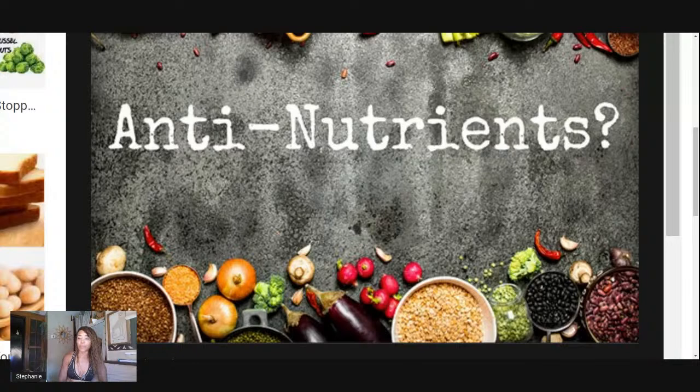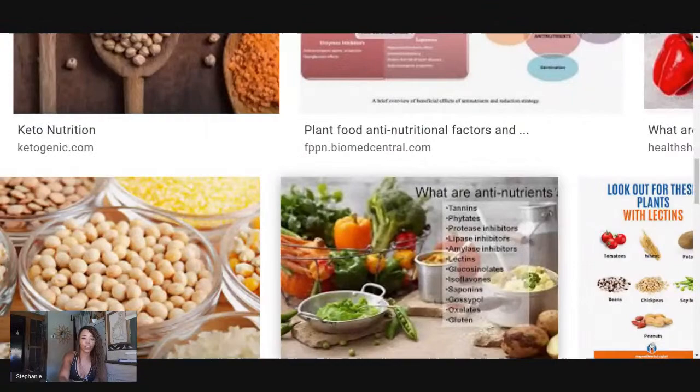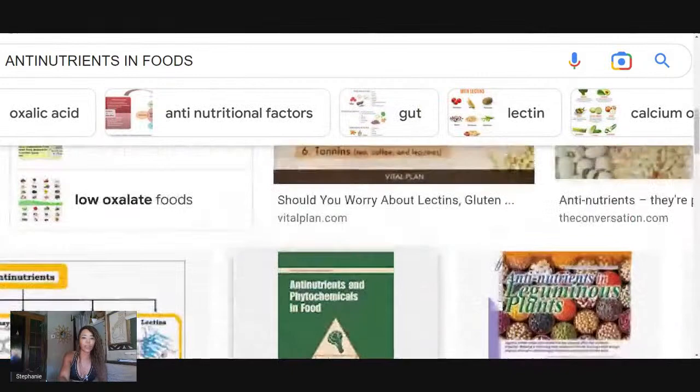Now, phytic acid is typically in nuts and seeds, you guys. They rob your body of minerals. So let me move this image around. As you can see, here are some lists of anti-nutrients. You can see them here in the chickpeas and peas and definitely tomatoes, but let's see here.